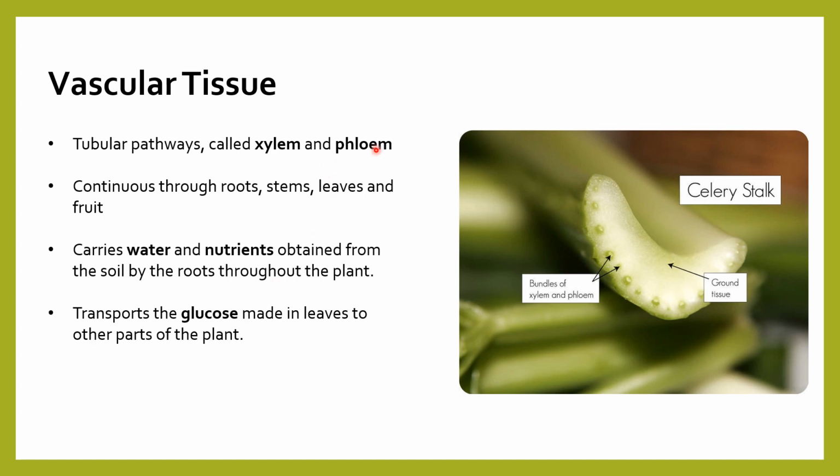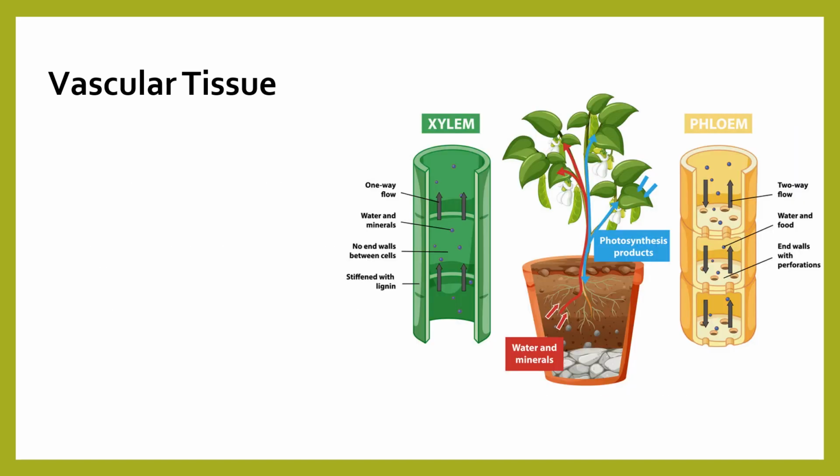Phloem particularly has an important job in transporting glucose that is made in the leaves to other parts of the plant. Glucose is the output of photosynthesis. It is what plants need for cellular respiration. And so the phloem tissue is what transports this. Super important job. So let's have a little bit of a closer look.